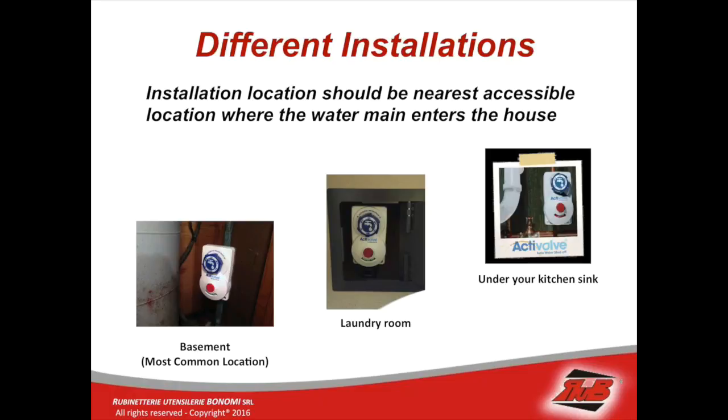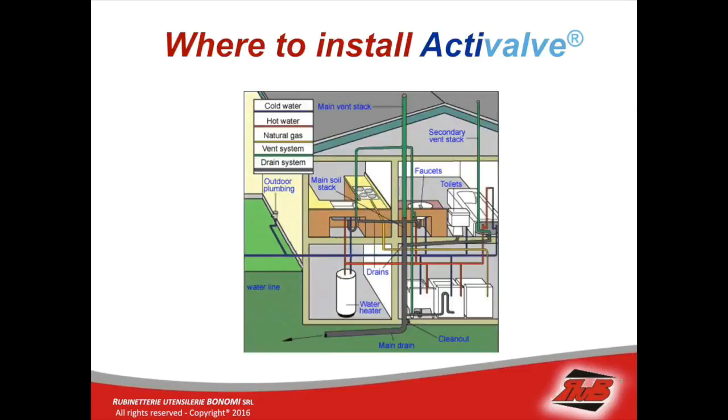The installation location should be the nearest accessible location where the water main enters the house. This may be in different locations depending on what part of the country you live in. The basement is the most common installation location, but you might also find the best location to be in the laundry room or even under your kitchen sink. This diagram shows a water main entering the basement, so the installation location should be the closest accessible location just after the water main enters the basement, as the arrow shows.